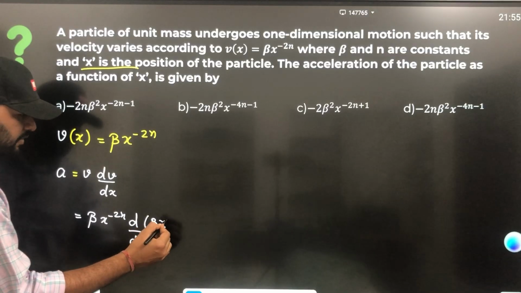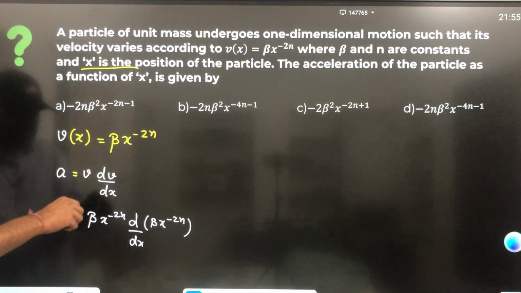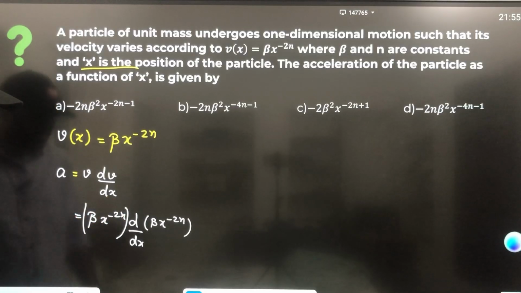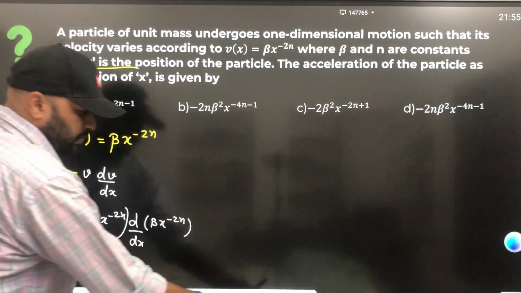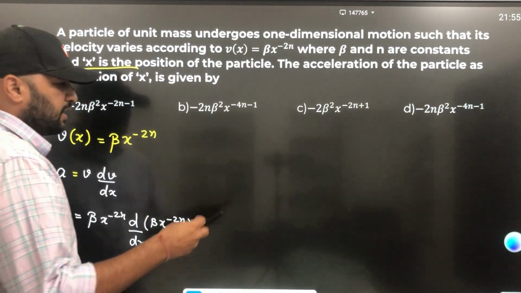Beta x to the power minus 2n. I hope this is clear, right? The first part is simply the velocity over here, and the second part here we are about to differentiate it. Okay, let's move ahead and see our differentiation part.